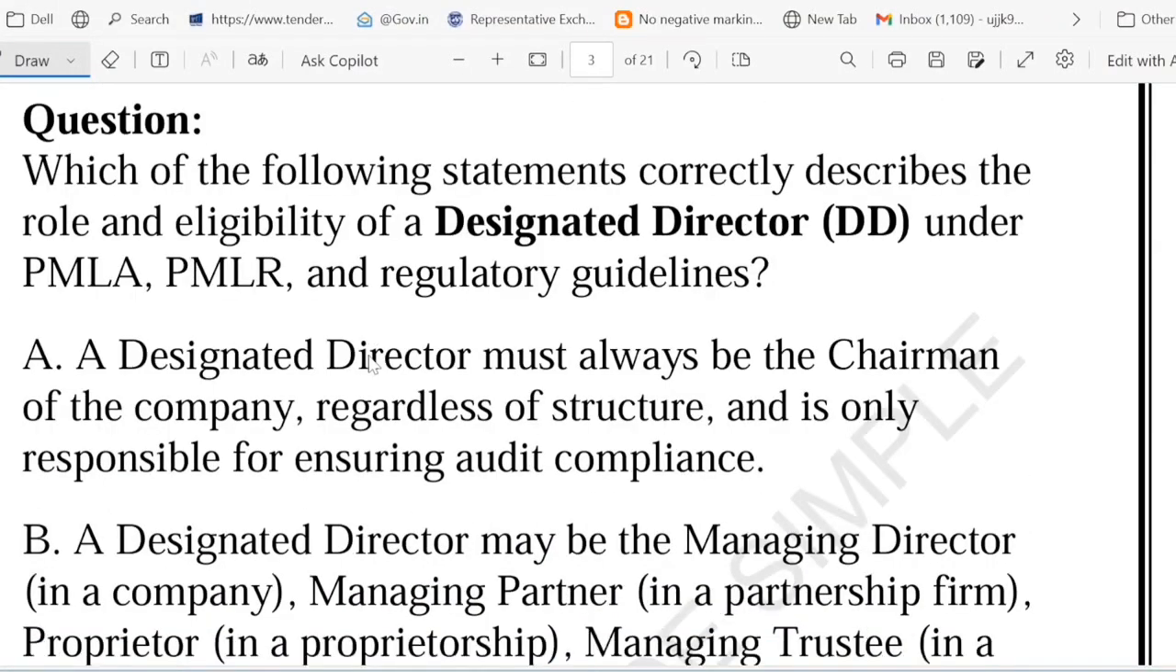The next question that we have is related to the designated director. Very important one. Let's understand it. So we are going to crack an important MCQ under the designated director. Which of the following statements correctly describes the role and eligibility of a designated director under PMLA, PMLR and the regulatory guidelines?